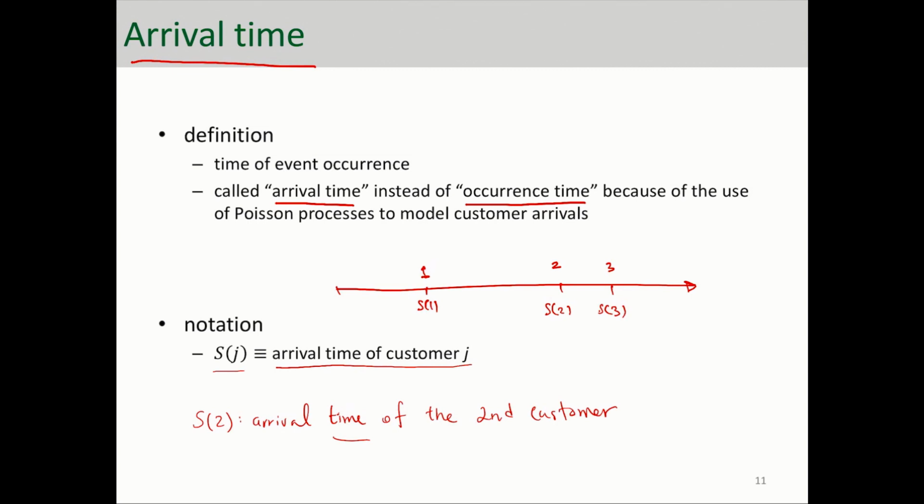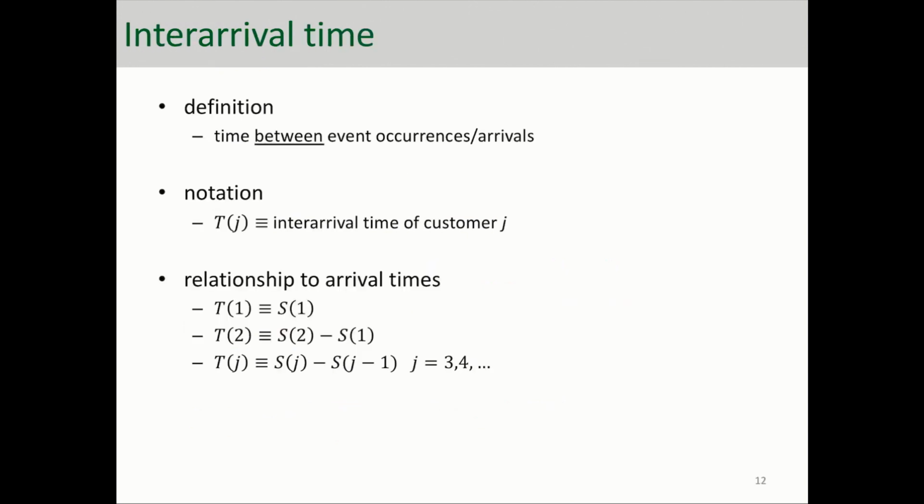In the meantime, we have inter-arrival time. Inter-arrival time is the time between arrivals or occurrences, and we call that T sub J, or T of J, inter-arrival time of customer J. So if you think about this more carefully, there is a relationship between arrival time and inter-arrival time, right?